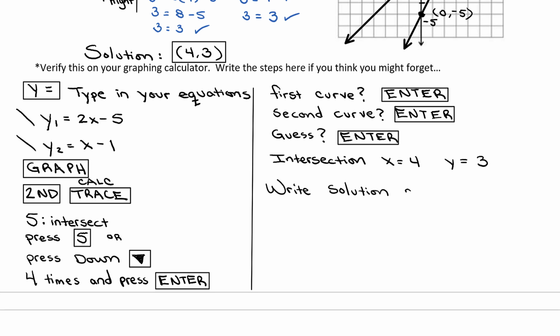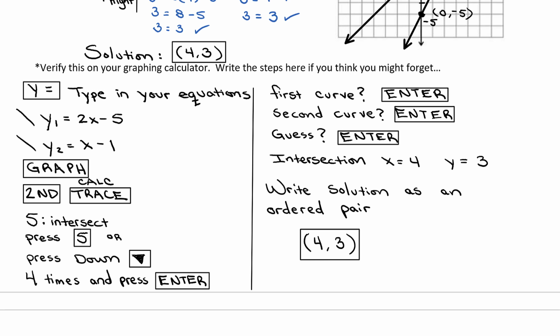So write the solution as an ordered pair. We're going to open up a set of parentheses, and then we're going to write 4, 3 and close our parentheses, and then box in our solution, and that's it.